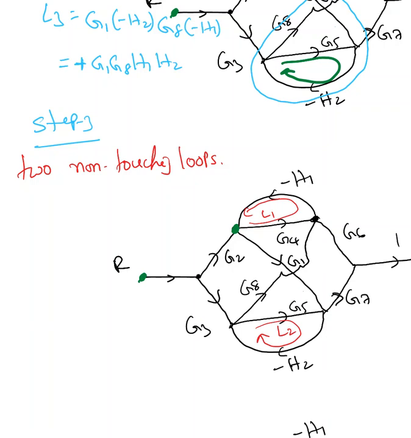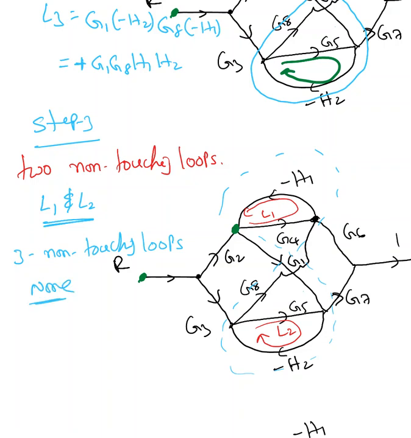Okay, and loop 3 looks like an 8. This is the dotted line, loop 3. So loop 3 is touching loop 1, loop 3 is also touching loop 2. So basically I have only L1 and L2 as the non-touching loops. I don't have any more non-touching loops. And the next one is 3 non-touching loops. So here 3 non-touching loops are 0, because L1 and L2 are non-touching but L3 is touching both. So I would say none in this case.